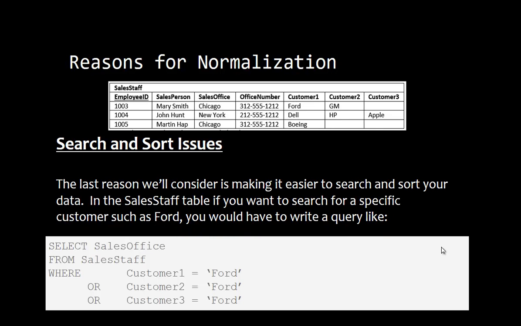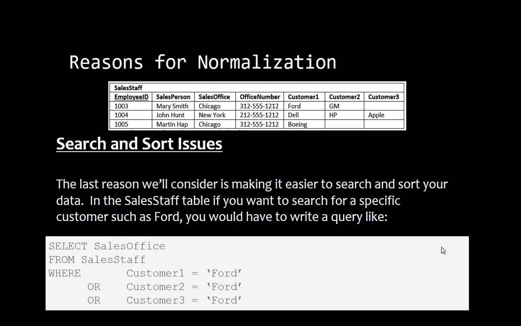And finally, search and sort issues. The last reason we'll consider is making it easier to search and sort the data. In our sales staff table, if you want to search for a specific customer such as Ford, we're going to have to write the query like this. Select sales office from sales staff where customer 1 equals Ford, or customer 2 equals Ford, or customer 3 equals Ford.